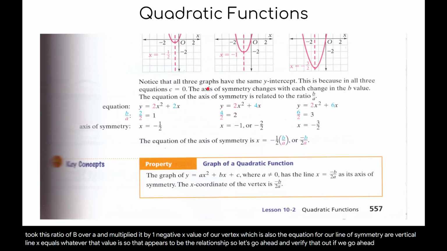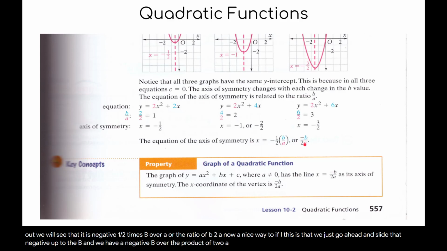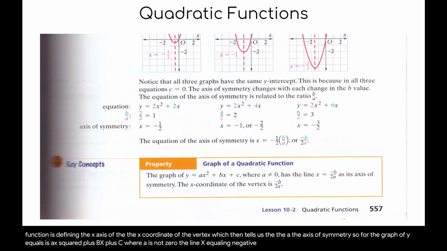If we go ahead and work this out, we will see that it is -1/2 times b over a, or the ratio of b to a. Now, a nice way to simplify this is that we just slide that negative up to the b. We have negative b over the product of 2a. So here we develop a property. And that property for a quadratic function defines the x-coordinate of the vertex, which then tells us the axis of symmetry. So for the graph of y equals ax squared plus bx plus c, where a is not 0, the line x equals -b over 2a is its axis of symmetry.